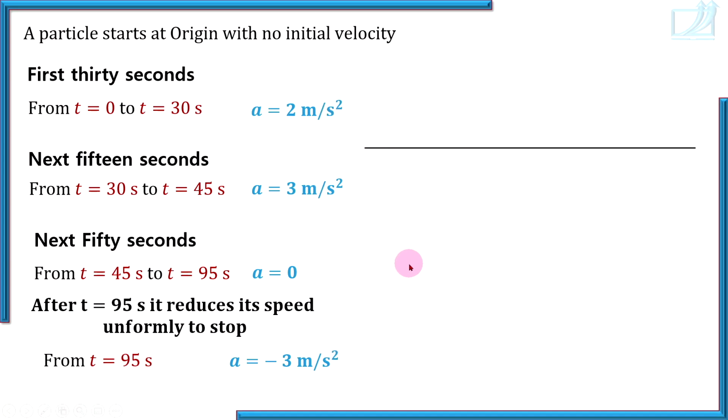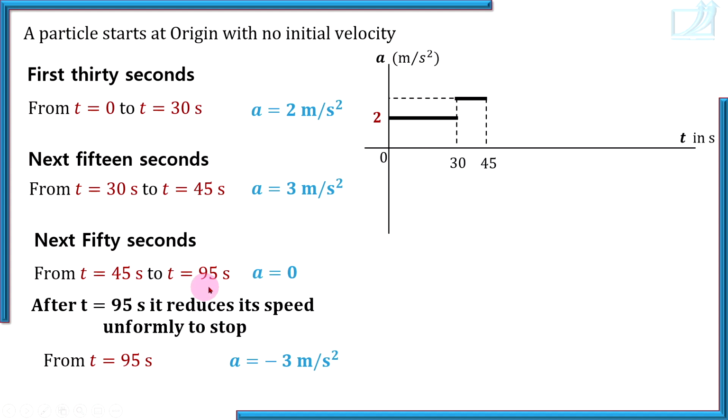Let's draw the AT diagram also, the variation in acceleration with time. So along the x-axis we take time, along the y-axis we take acceleration, and we draw this information in the diagram. From t equal to 0 to t equal to 30, we show that acceleration is constant, 2 meters per second squared, by drawing a horizontal line. This horizontal line suggests that acceleration is not varying in 30 seconds. Then for the next 15 seconds, from 30 to 45 seconds, acceleration remains constant again, 3 meters per second squared.